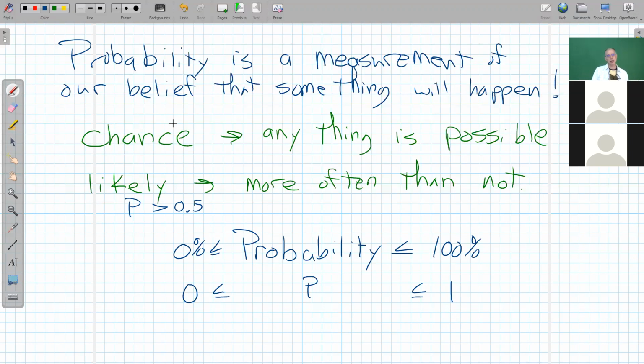Okay, so the trick is that we have to come to some terms on how do we measure this belief about situations? And some are easily measurable and some are not. So just an example of some easily measurable things. I'm going to switch cameras here.